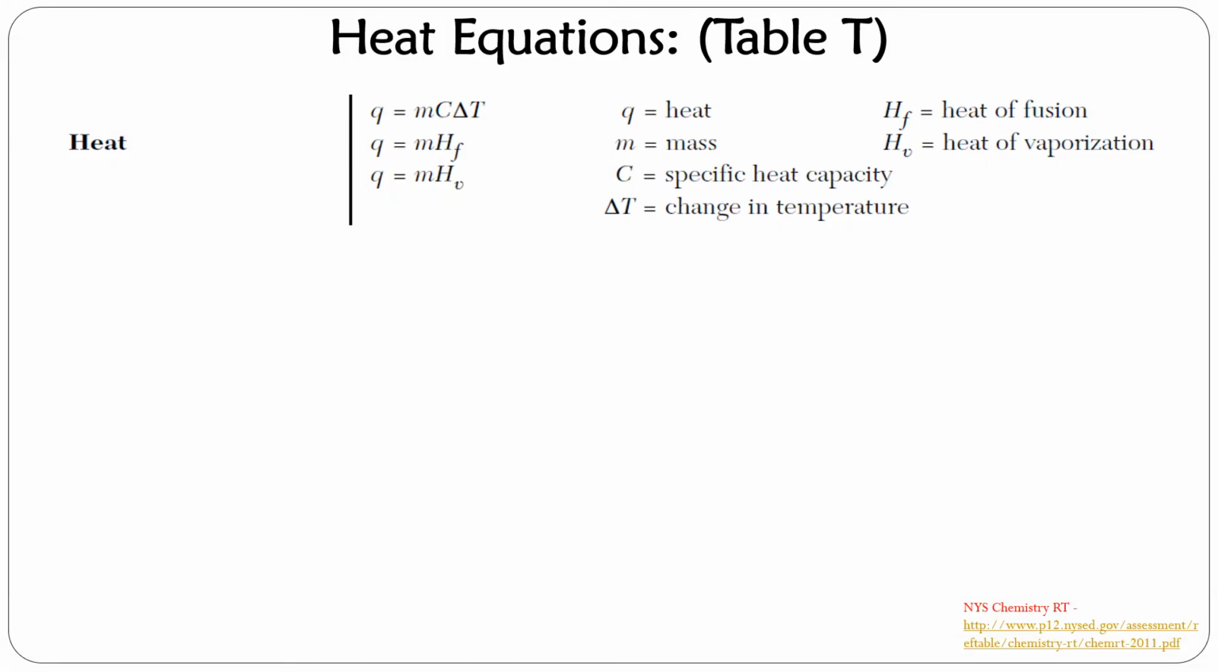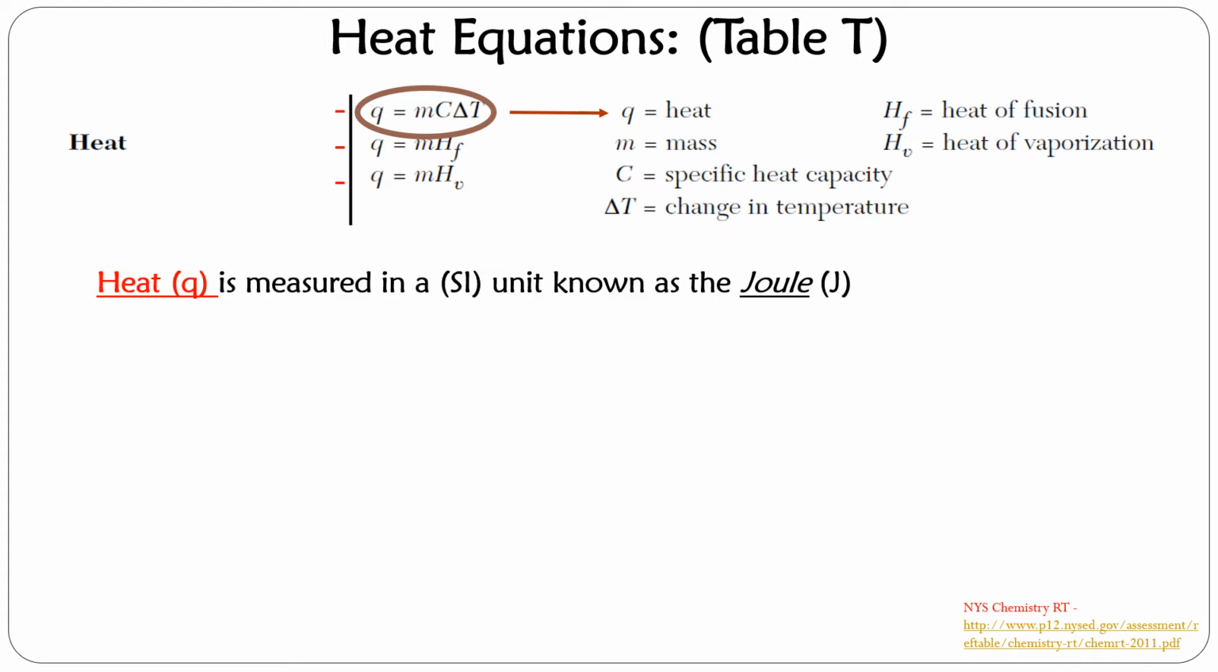So now if you look at Table T in your reference table packet, you are given some equations for heat. So these are the three equations that you are given. Let's start with this first equation right here. Q equals mc delta T. In this equation, Q represents the heat energy. And the unit that we use for heat is joules, which is represented by J, an uppercase J. Please do not use a lowercase j.